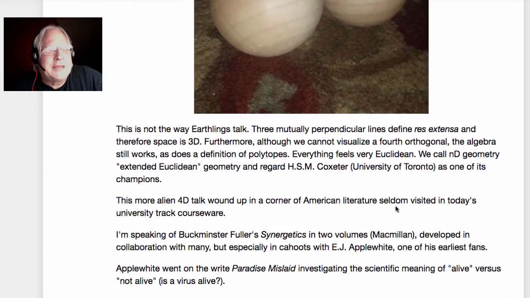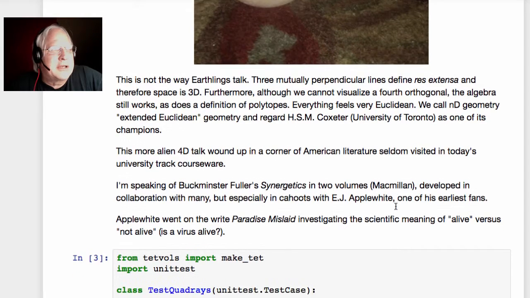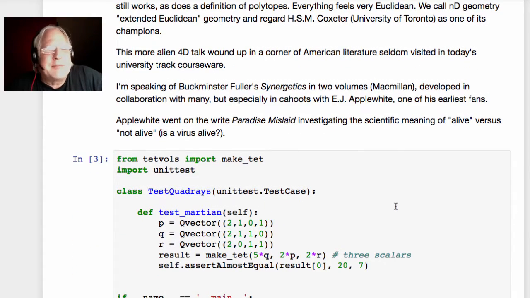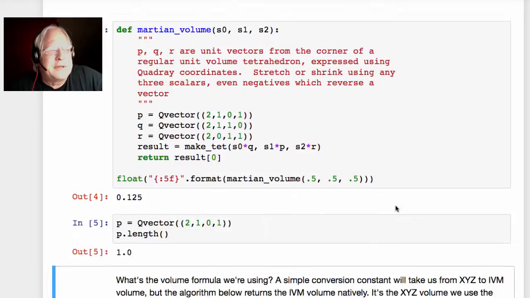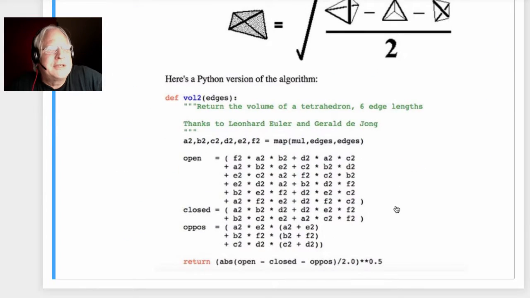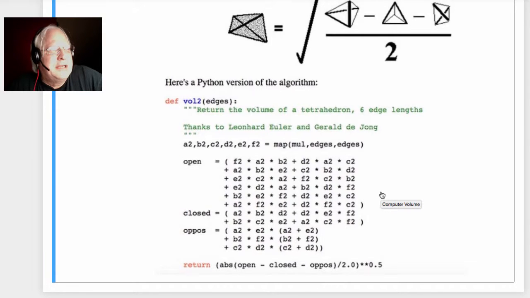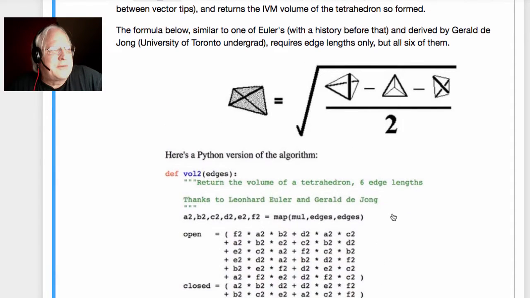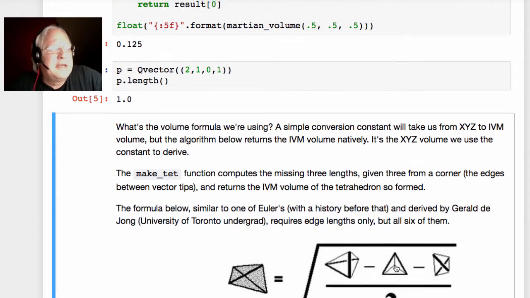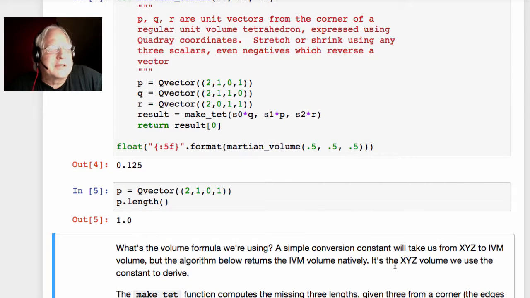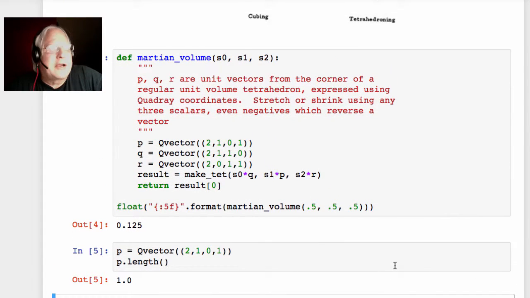So I go through all that, discuss it here. I discuss where in American literature you might find it, and then I get into the math itself, because we use a really intricate volume formula, which if you've studied the history of tetrahedrons, you'll have seen things like this, right? So going back to Renaissance Italy or something, and Euler had something, and so we've got something in a way familiar, but it spits out what I call the IVM volume versus the XYZ volume natively. So if we want to convert to an XYZ volume, we apply a constant.